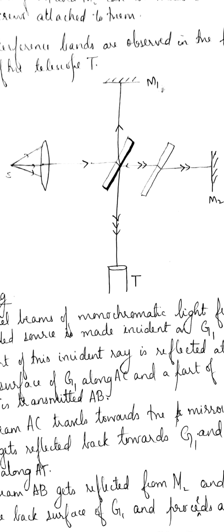Now when you see, you find that the light ray starting from S and going towards mirror M1 travels 3 times through the glass plate G1.